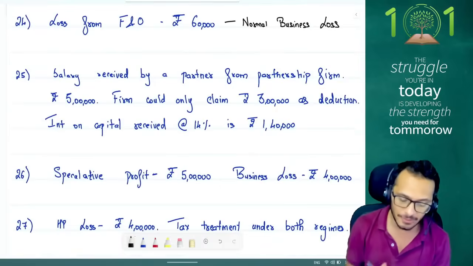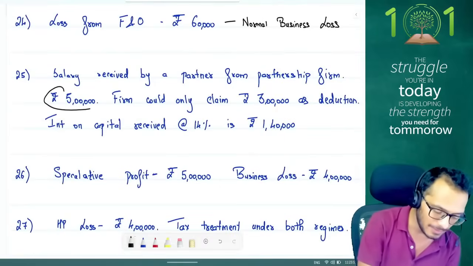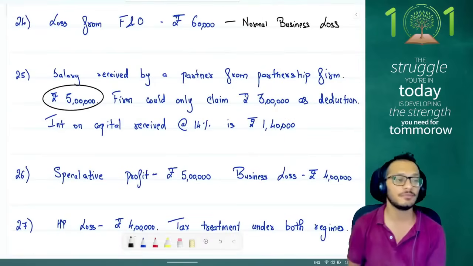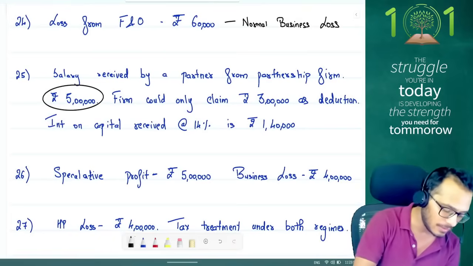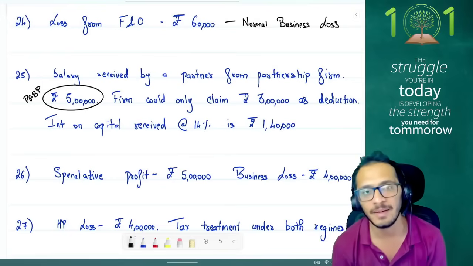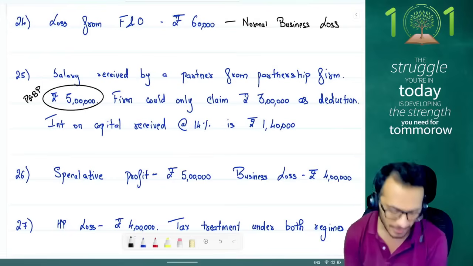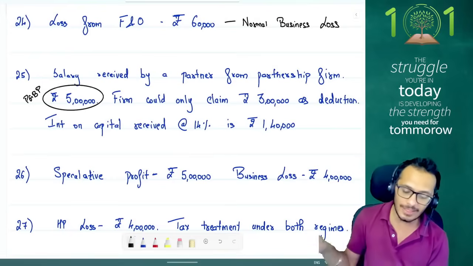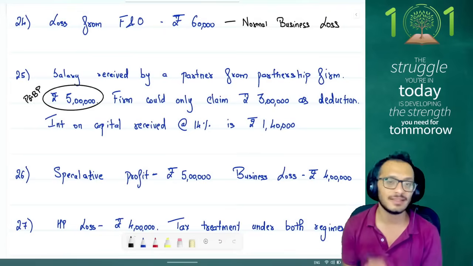Next, salary received by a partner from a partnership firm. People, salary received by a partner from a partnership firm will be what? It is going to be taxable under PGBP. Yes, a salary received by a partner from a partnership firm is going to be taxable under PGBP. The firm could only claim 3 lakh rupees as a deduction. Here is the catch point.